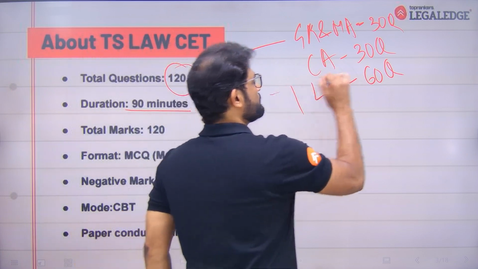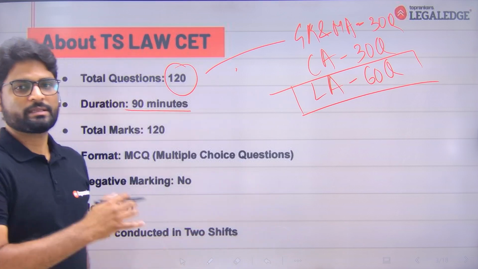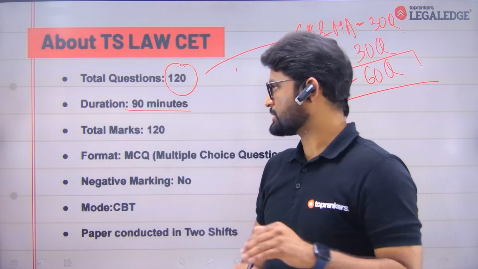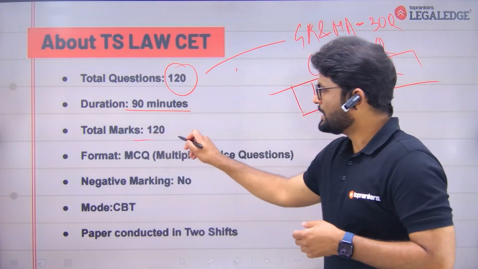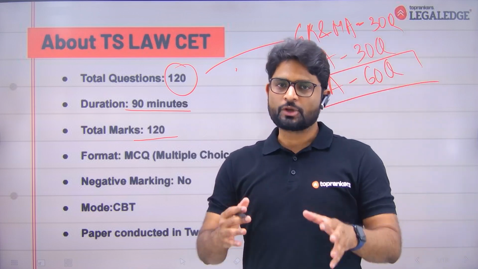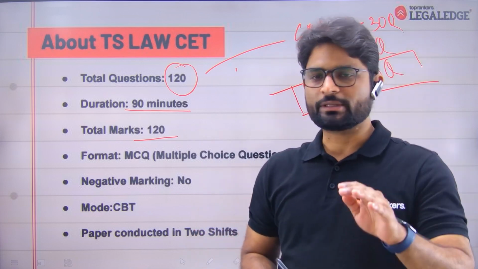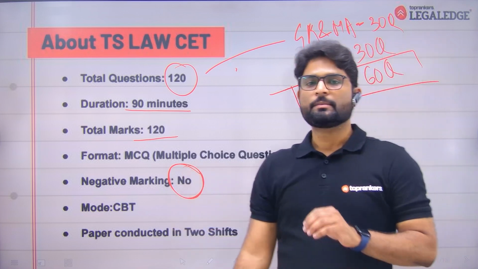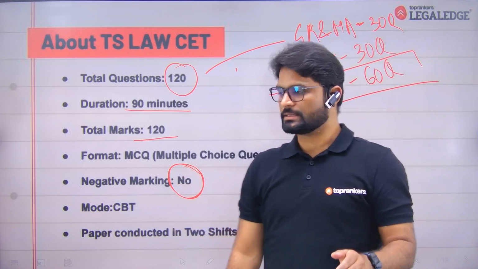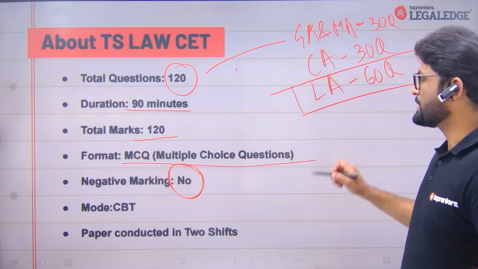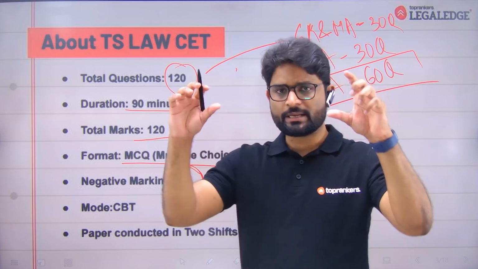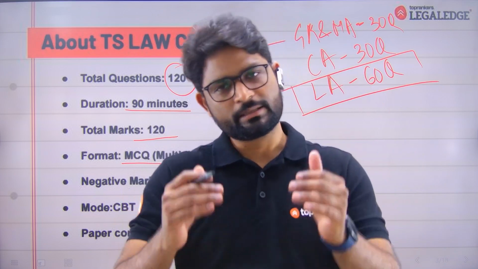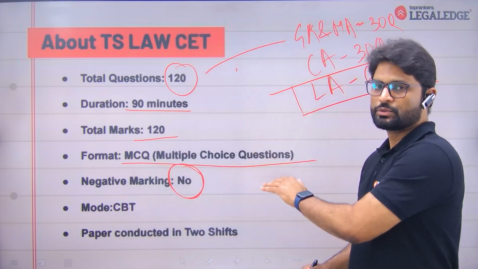Legal aptitude is the main section because it holds the highest number of questions, rather the highest weightage in TS LawCET. 120 marks are awarded if you manage to mark all the right answers. But the good thing is there is no negative marking if you mark an incorrect answer. All the questions are in multiple choice format, where a question is given and there are 4 options to it. You might have seen KBC, Kaun Banega Crorepati. The same format is used here.